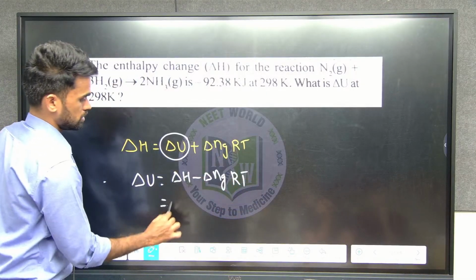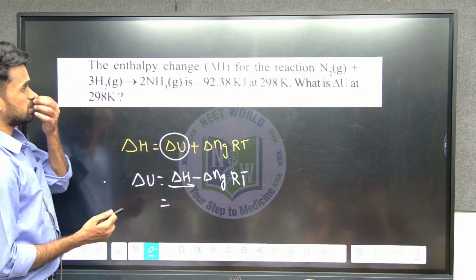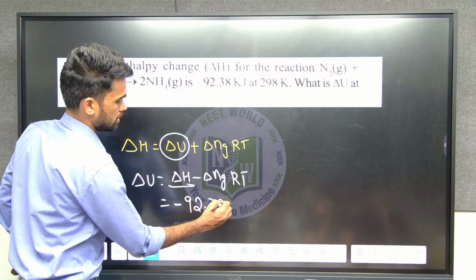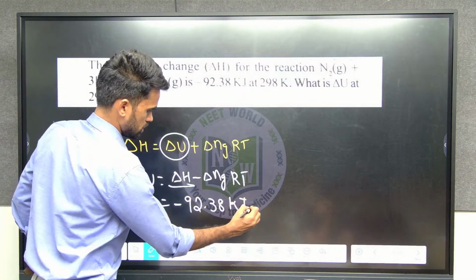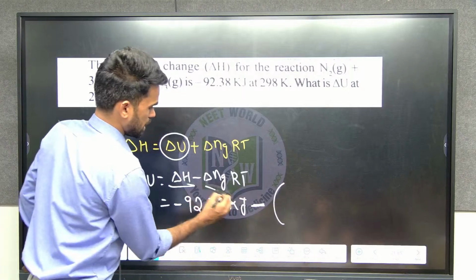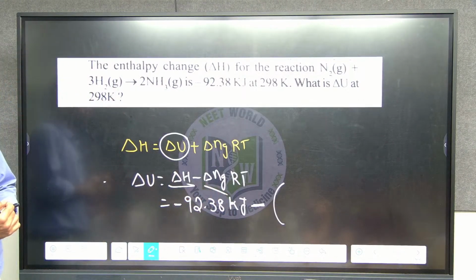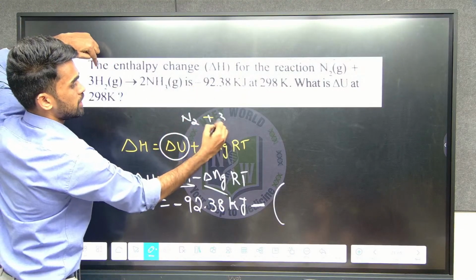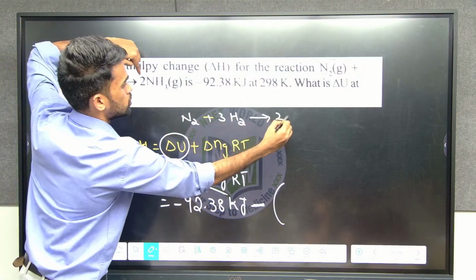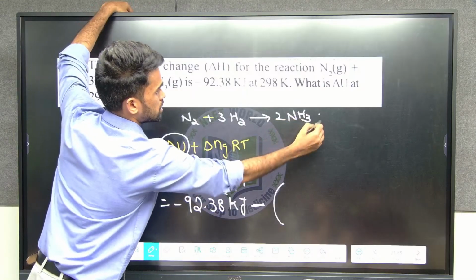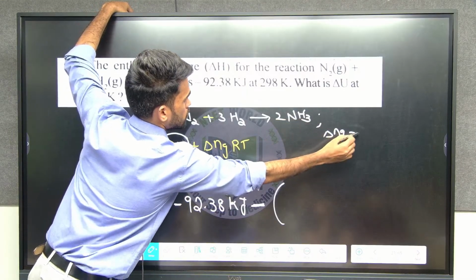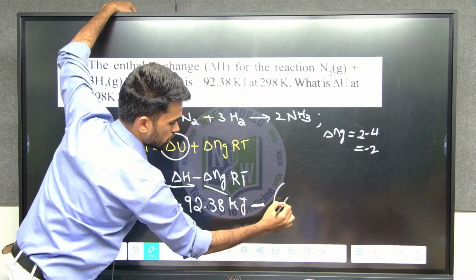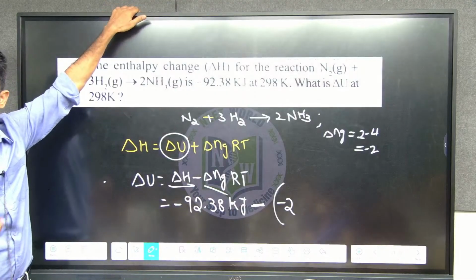Next, what about the delta H value they mentioned? Minus 92.38 kilojoules. Minus, what about the delta Ng you got for this equation? See, N2 plus 3H2 gives rise to 2NH3, all of them are gases. Then delta Ng is how much? 2 minus 4, so here it's minus 2. Up to here it is clear.